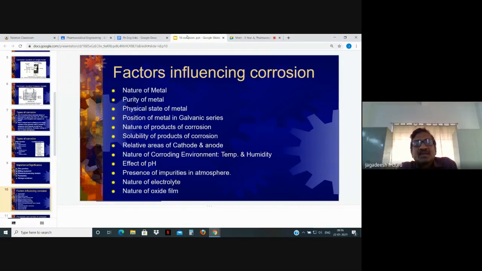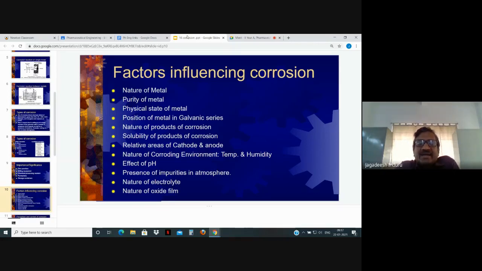Similarly, you have another point, relative areas of cathode and anode. We know that the anode is more prone to get corroded. So the points you are watching now are more prone to be asked in GPAT. These are all concept oriented points. So when you are asked which of the cathode and anode is going to get corroded first, obviously it is the anode, because there the oxidation reaction is going on. Because of that, you are going to get charged species.